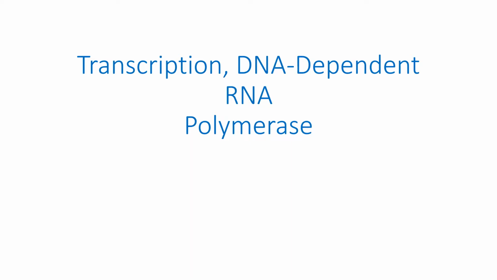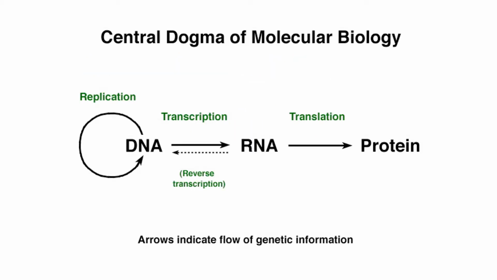Now we're going to talk about transcription. This is a DNA-dependent RNA polymerase responsible for this process. So transcription is the mechanism by which information in the DNA sequence is used to produce RNA. DNA is not converted to RNA by a chemical reaction.